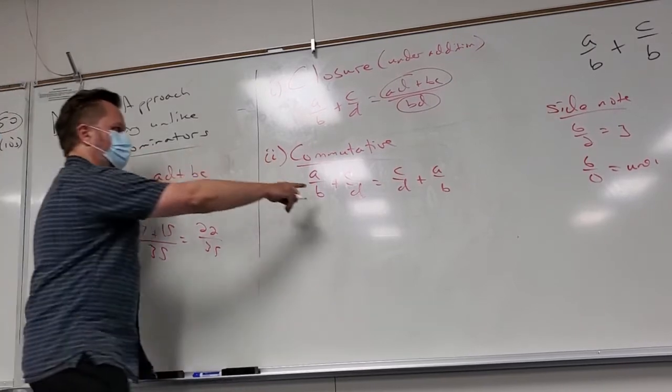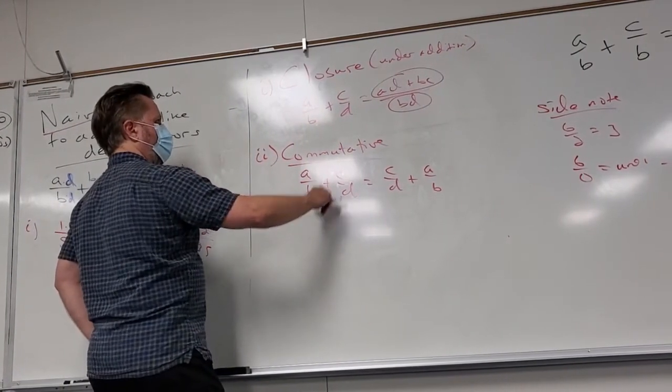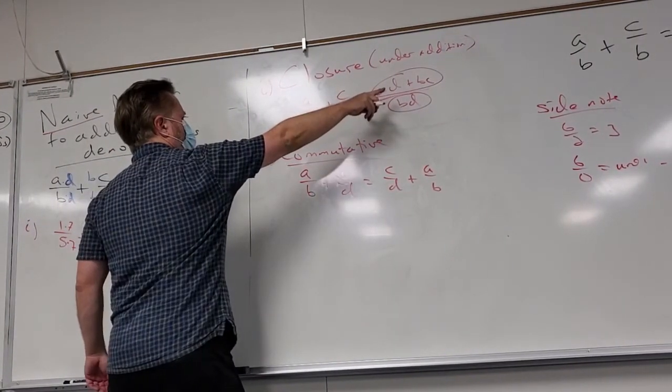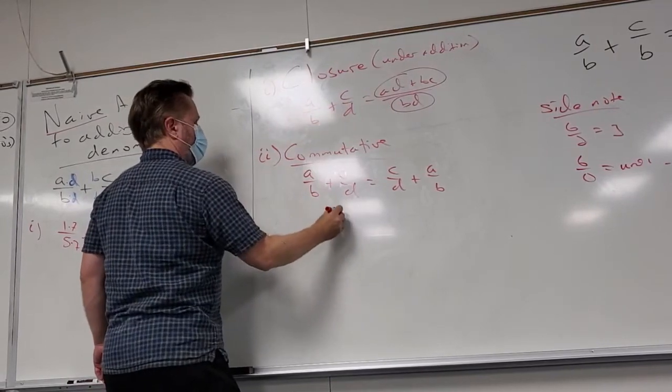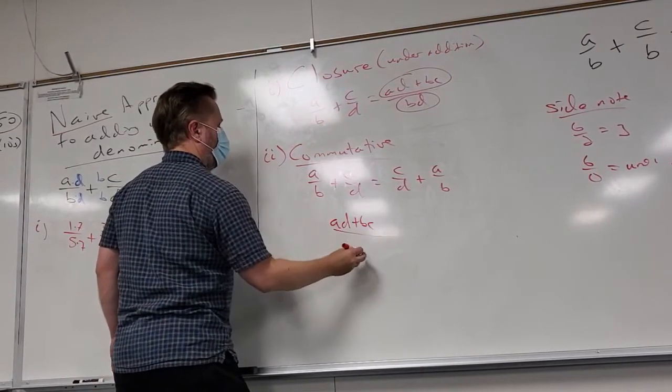Is that cool? That's what we have to show for it to be commutative, right? So we already know what this is, don't we? This is that, right? Is that cool? Yes. So this is this.